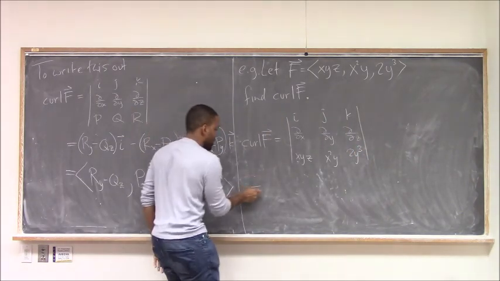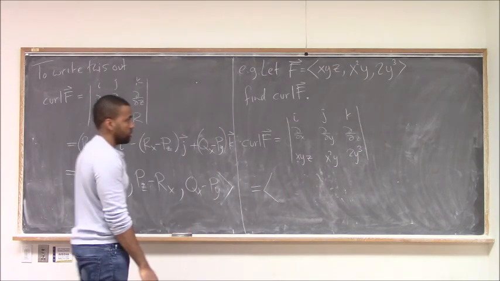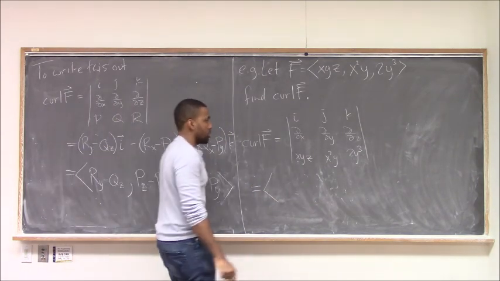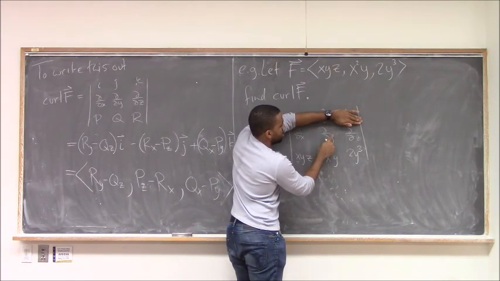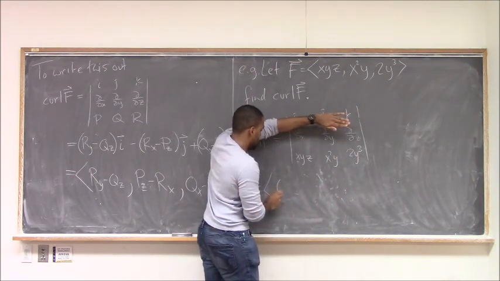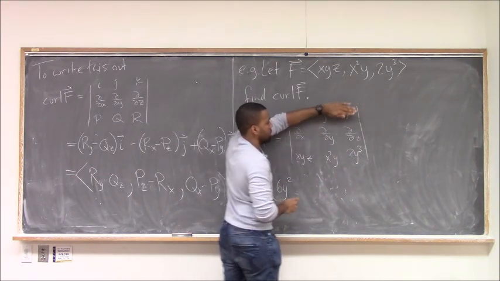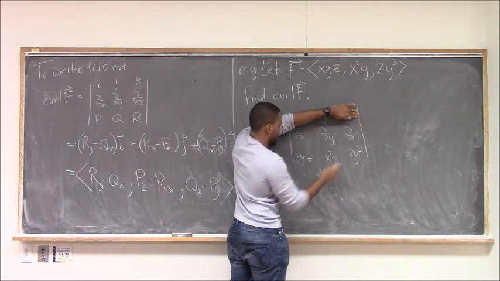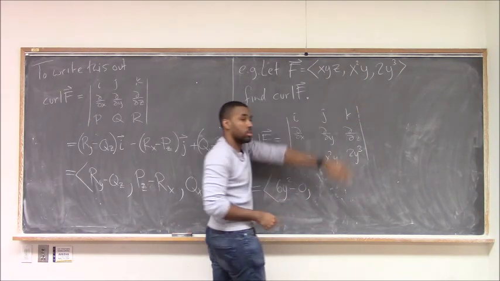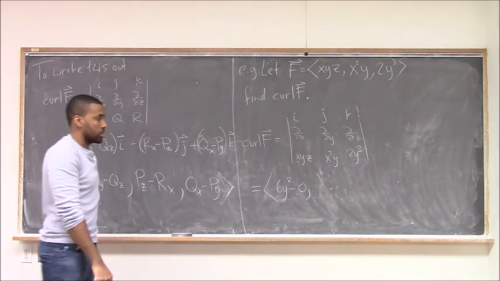So now I'm going to do that calculation. The first component, block out the i's column and row. So I'm taking the partial with respect to y of this guy, which gives me 6y squared, minus the partial with respect to z of this guy, which is 0. And that's my first component.